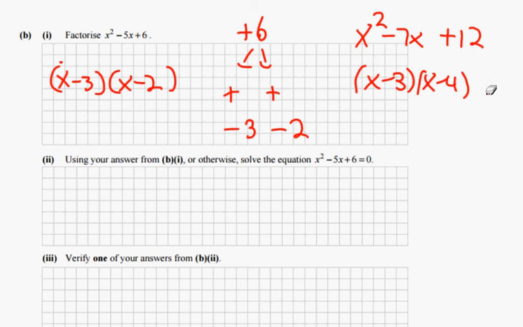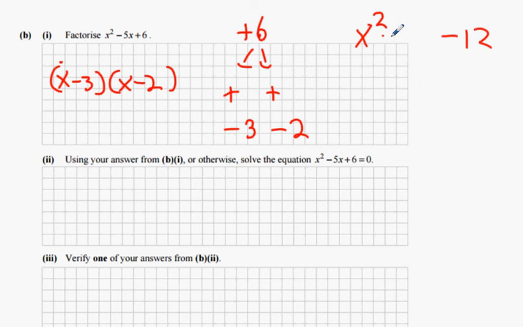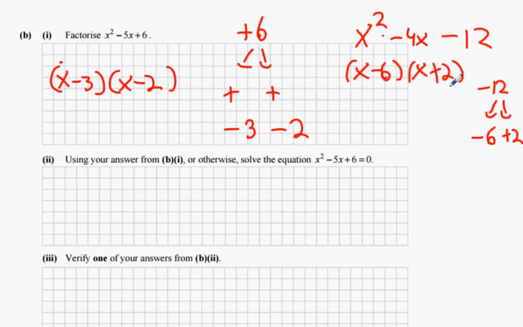Okay. If I did it another way, if I had it as a minus 12 and I had it as a minus 4x, what about this time? Minus 12 is the reference number, which is a minus 6 and a plus 2. And the answer would be x minus 6 and x plus 2. Is that alright? Do you remember these at all? Did a lot of them in early second year, right?